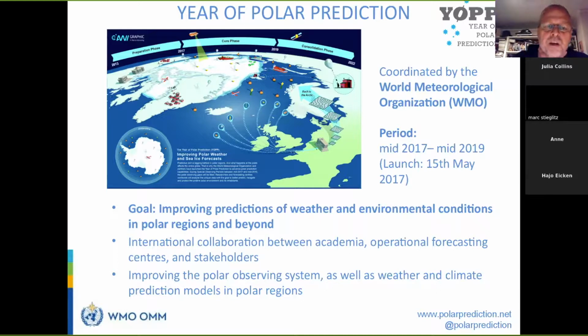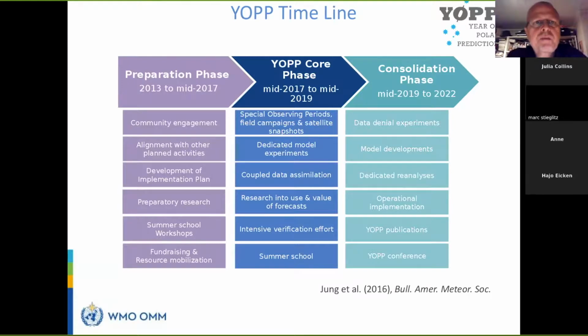So we are now moving from the planning phase and into the implementation or the operations phase. The goal of YOPP is to improve the predictions of weather and environmental conditions in the polar regions and beyond. And it's an international collaboration between academia, operational forecasting centers, and stakeholders. So it's a quite heterogeneous community. And this also places some challenges for the data management part. But I think that much of the idea behind the Year of Polar Prediction actually was started when the International Polar Year stopped. So this is more or less a continuation of the International Polar Year to a certain extent. So here's the YOPP timeline.